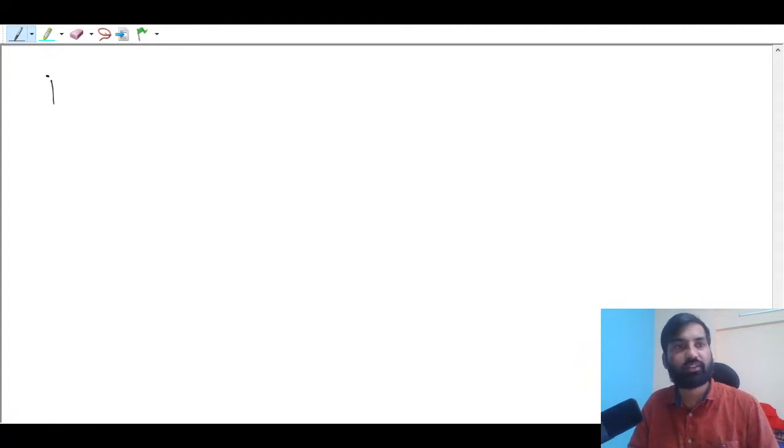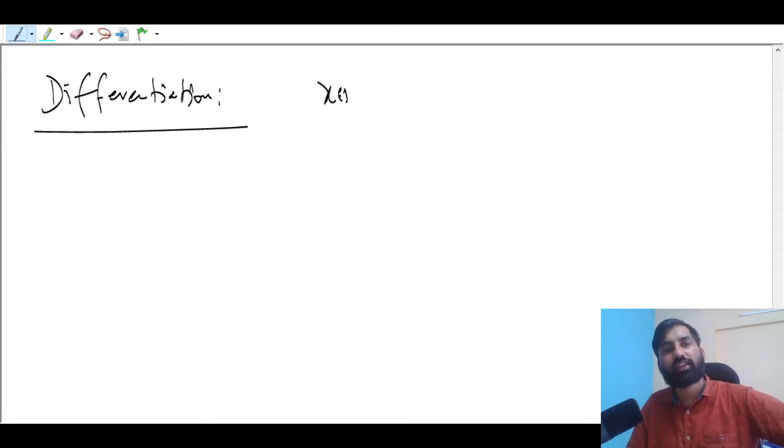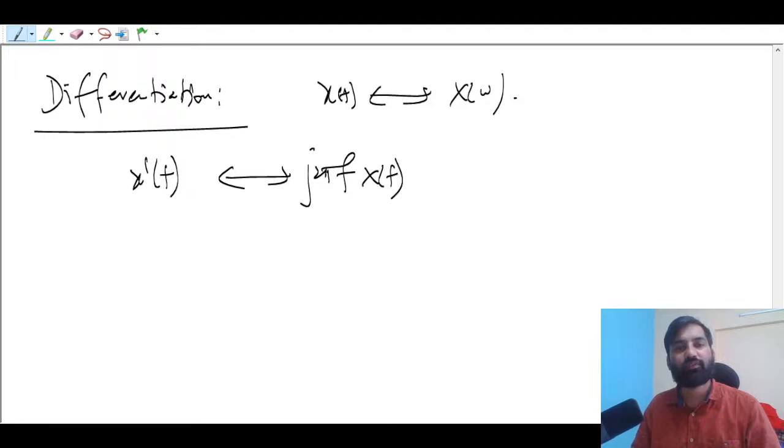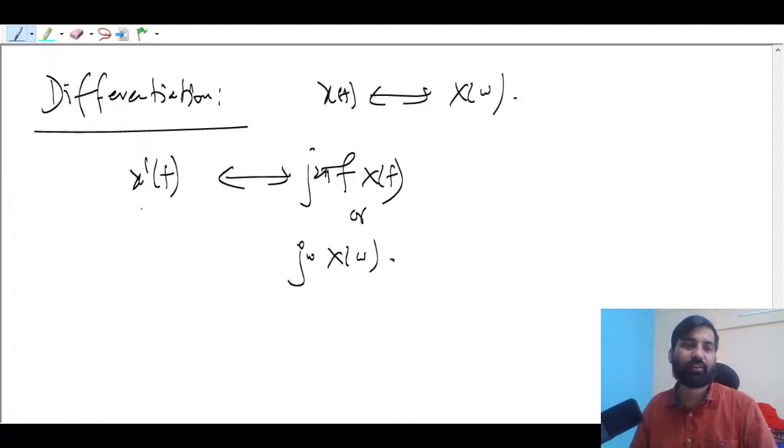Fine, now we'll talk about differentiation. Suppose you have a signal x(t); its Fourier transform is X(omega). Suppose you differentiate it, x'(t). What is the Fourier transform of this? Differentiation in the time domain means you multiply by j 2 pi f X(f), or you can say j omega times X(omega).